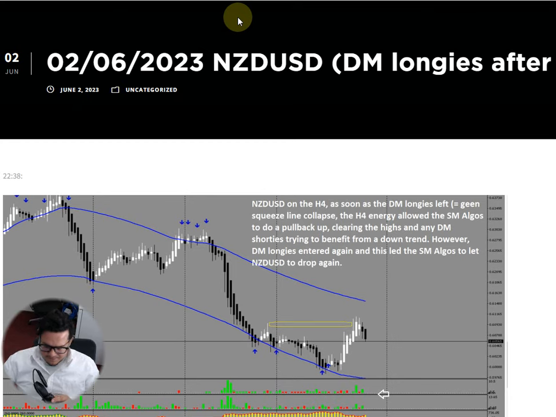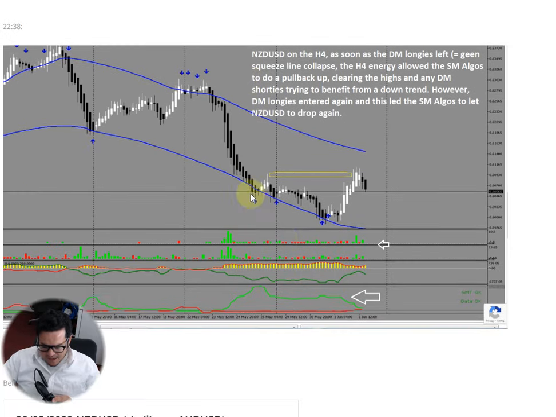Kiwi dollar, a little bit more complex this week. So we had the squeeze against the longies. Okay, the price coming down over several days and weeks, like you see here on the 4-hour chart. It cleared the low. At some point, the longies left the market, so we have a collapse in the green squeeze line, and therefore the 4-hour reversal energy took over, and they did a pullback up, clearing all these highs of any shorties who try to ride that move. Okay, so squeeze collapse, 4-hour energy, boom, up move.